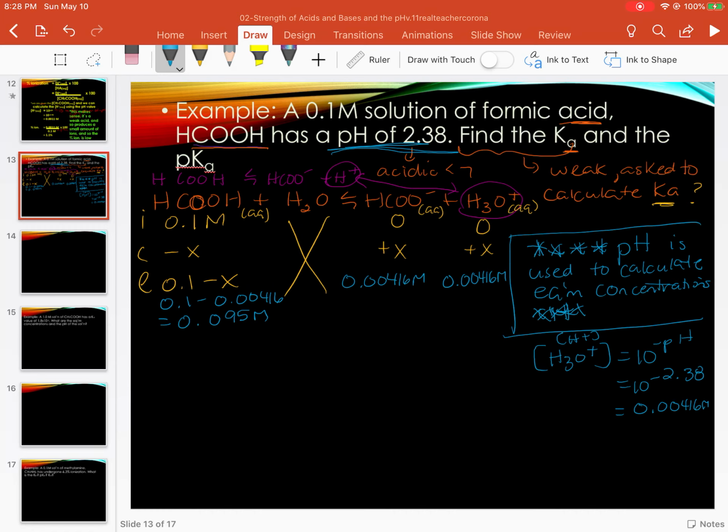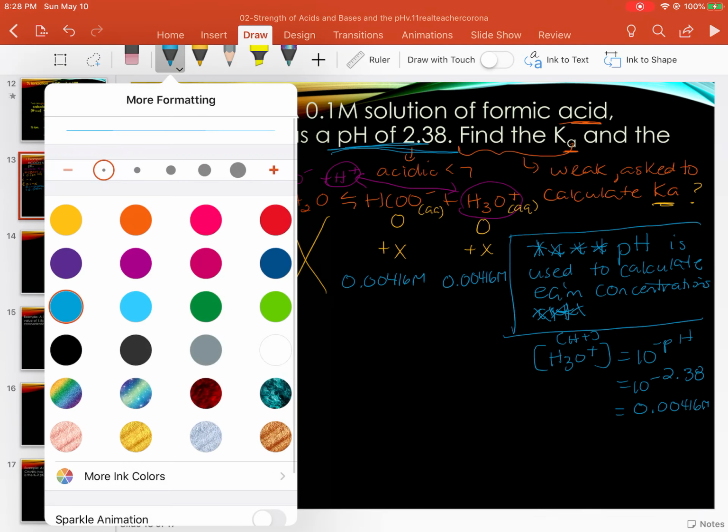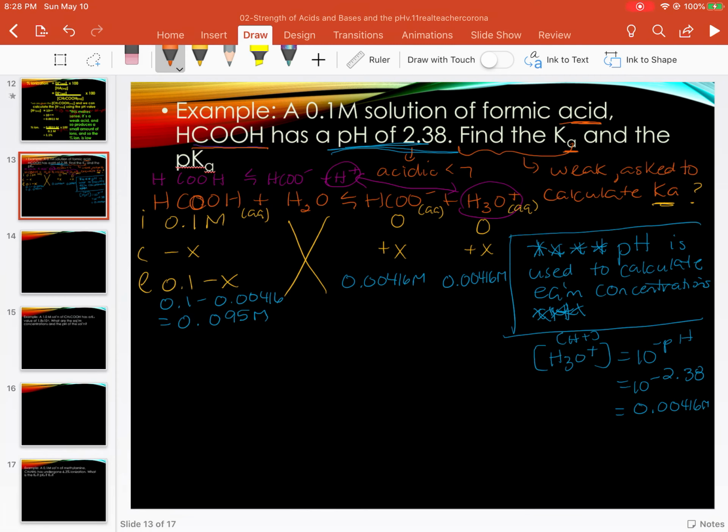Okay, so now I'm going to switch back maybe to orange. Now we can do Ka, which is products over reactants. We cross the water out because it is a liquid, no solids and liquids.